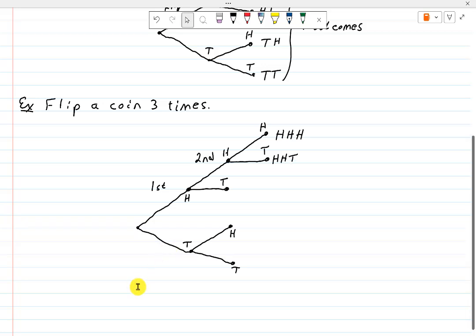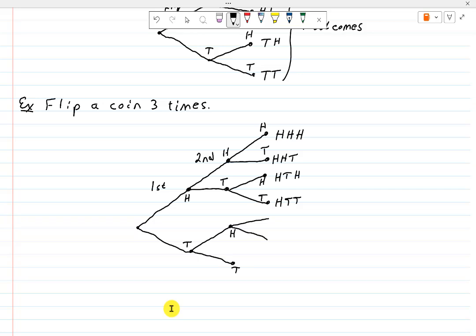Now let me go and continue this branch here. That will break off into an H and a T just like the other ones. And so along this branch then I have H, T, H. And then I have H, T, T. And then down here I'll go ahead and break these off. So then that can get another H and another T.